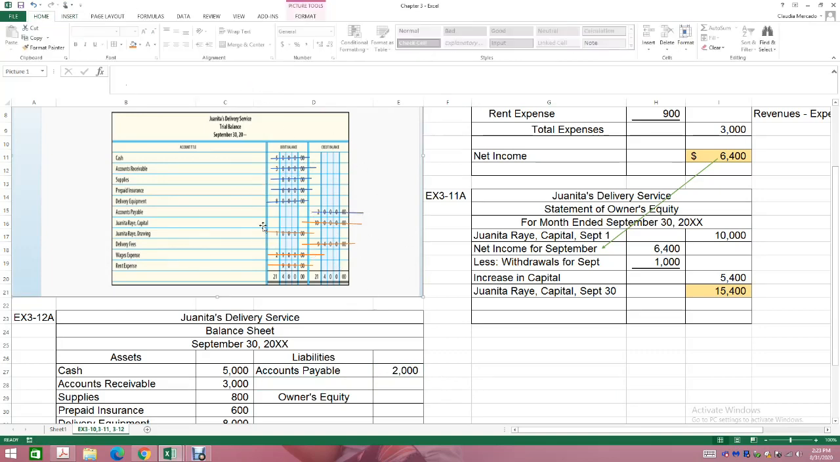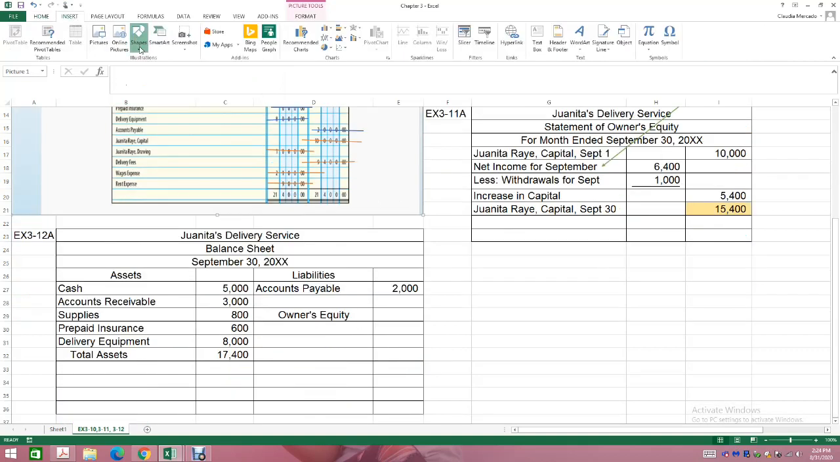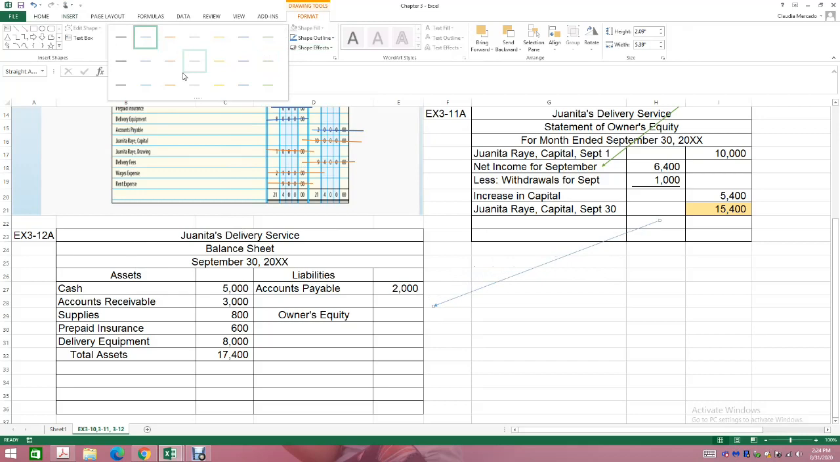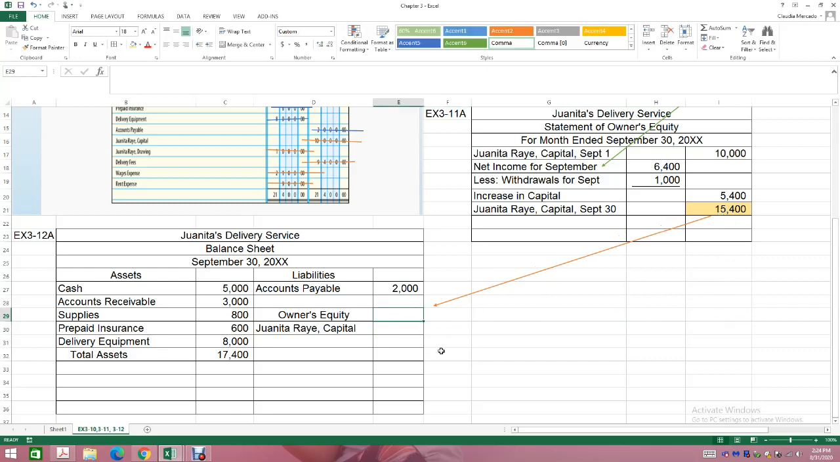Okay, so you might be saying, well, how are we going to fill out the owner's equity section? Well, that is coming from over here, from your statement of owner's equity. Okay, that is where we're going to be getting that information from. So on your owner's equity, I'm going to bring in my ending capital balance. So we have Juanita Ray capital, and the amount that we calculated was $15,400 right there. Okay, so that number, I'm going to plug it in over here.